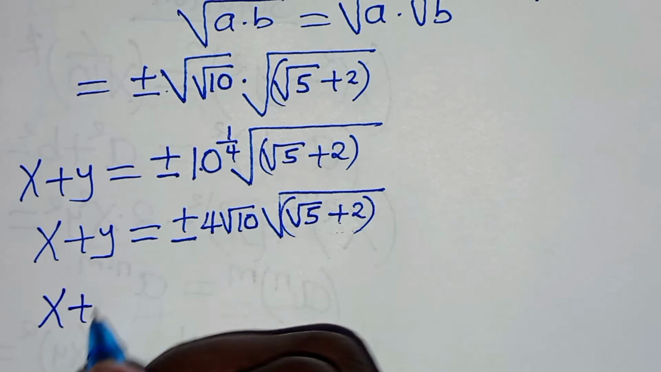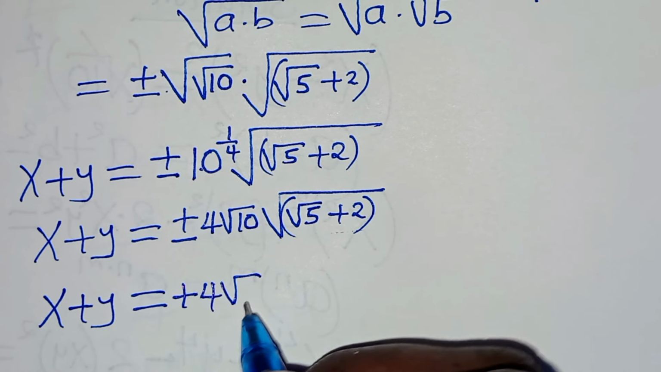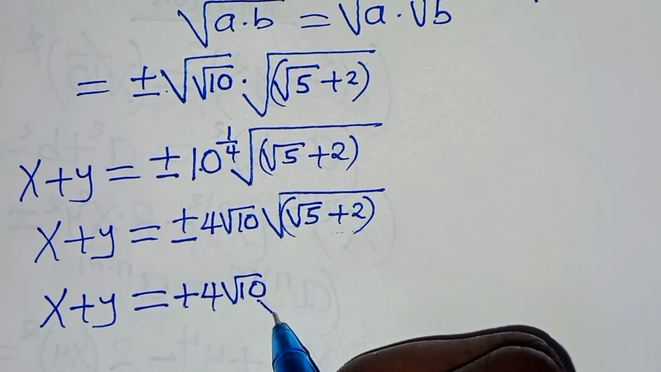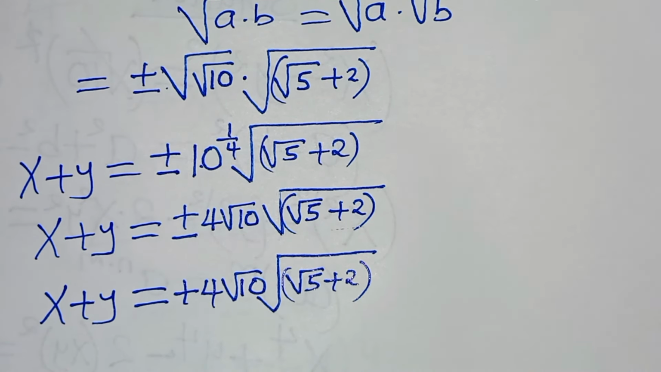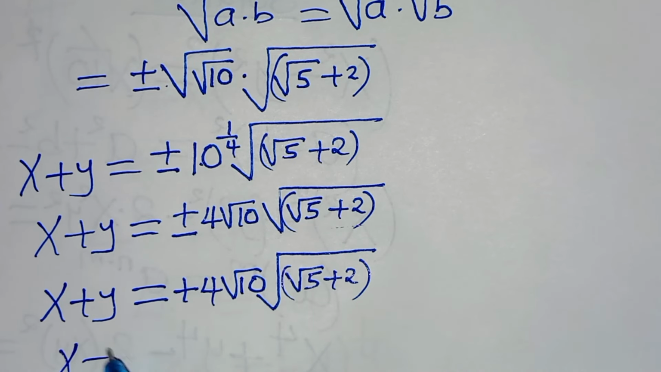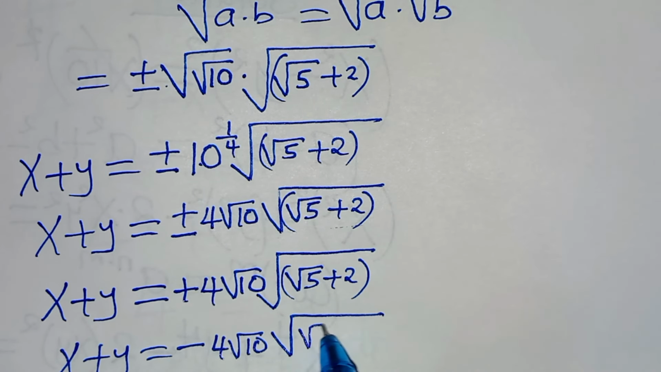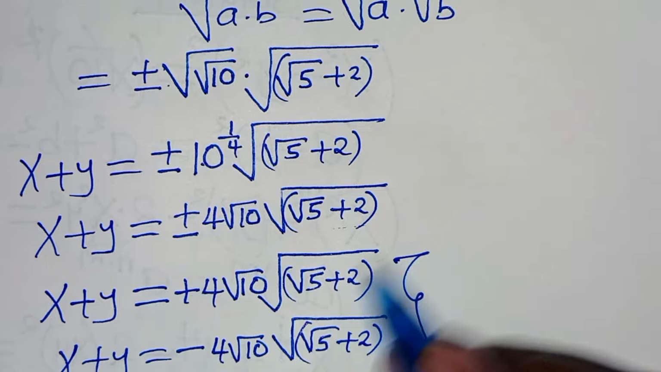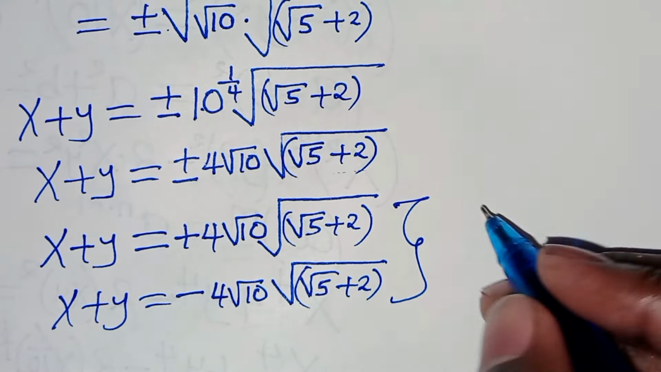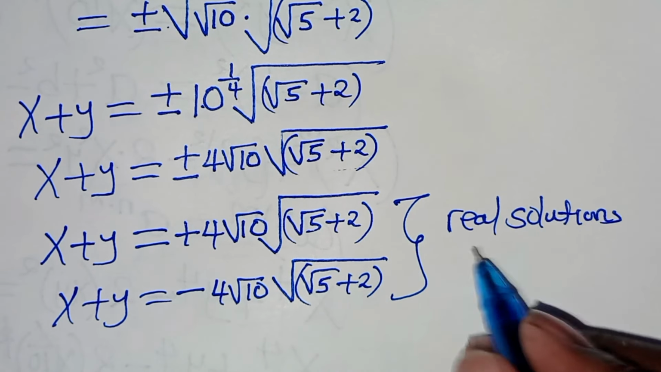So here we have x plus y equal to plus the fourth root of 10, now we have the square root of root 5 plus 2. And also we have x plus y here equal to minus the fourth root of 10, then here we have the square root of root 5 plus 2. These are the two sets of real solutions. Okay, these are real solutions under case 1.